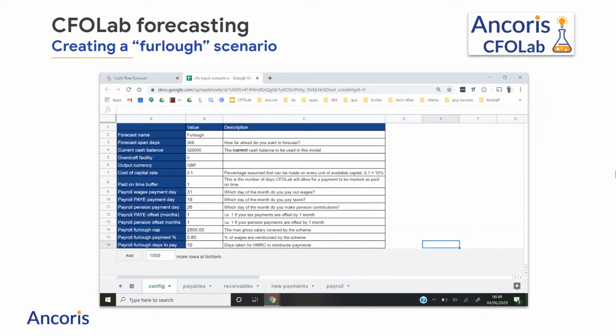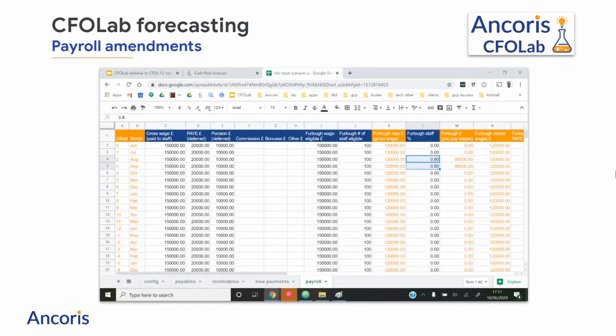CFOLab supports 4 of these scenarios that can be compared side by side. So we then navigate to the Payroll tab. Here we can clearly see the staffing costs with 1 row for each month in the forecast. So to model our furloughing in August and September, we simply look at the August and September rows. These are our payroll amounts that we've already input. So this is our steady run rate.